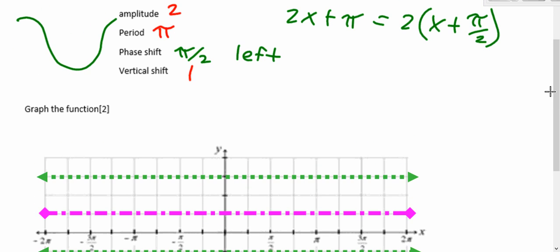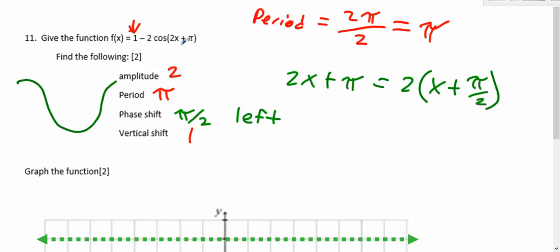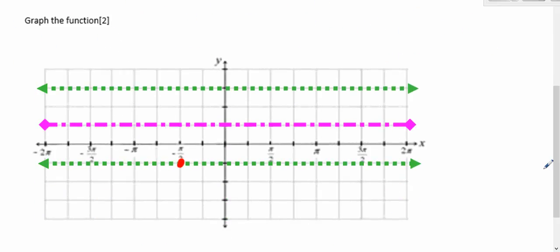The phase shift is pi over 2 to the left, so that means cosine starts, which we said is going to start at the bottom, pi over 2 units to the left. So negative pi over 2 is going to start at the bottom of the graph because it was a -2 cosine, so that means it starts at the bottom rather than at the top. And the period is just pi, so that means when it goes pi units, which is from negative pi over 2 to positive pi over 2, it will do its entire cycle, which means it'll come back to where it started.